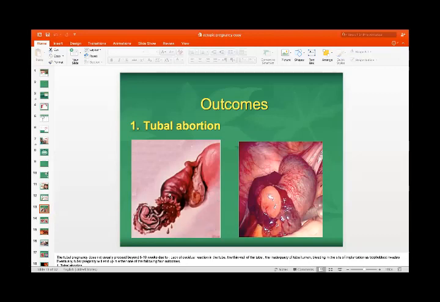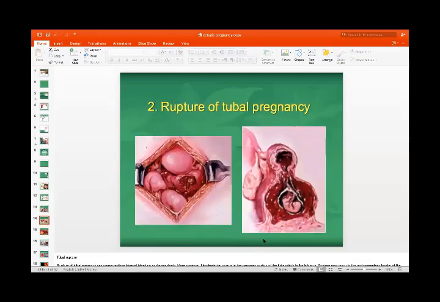So this is showing tubal abortion. Ectopic gestation is aborted through the fimbrial end into the peritoneal cavity. So this is tubal abortion. As you can see over here, the whole of the sac along with the blood is extruded out into the cavity. Tubal rupture. The tube got ruptured at the site of the ectopic gestation due to the expansion of the developing fetus.